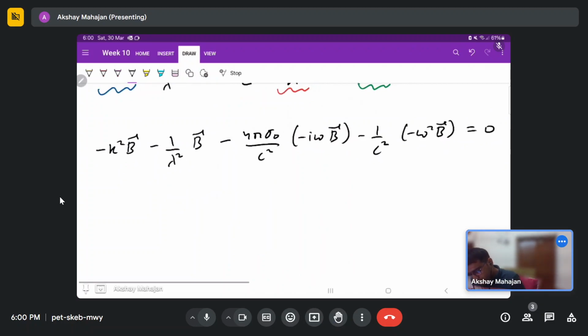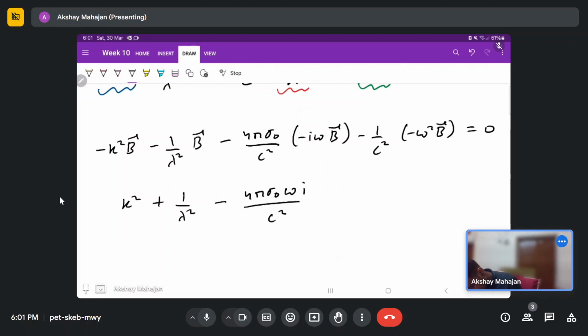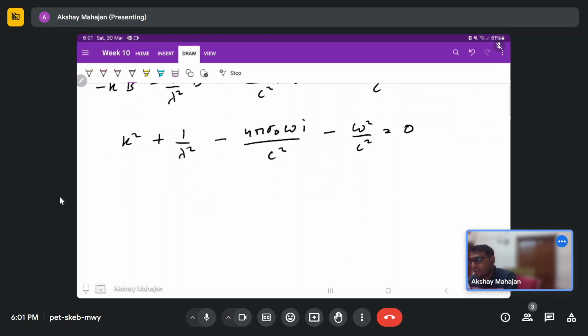So now I can take minus b vector common from all of them, and I will be left with k square plus 1 by lambda square, plus 4 pi sigma naught omega iota by c square, plus 1 minus omega square by c square, that will be equal to 0. Okay, so let me see what is the term we need, and basically just take all the other terms there.